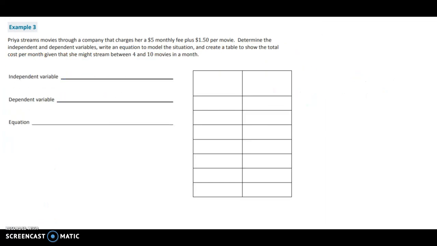Here we go with example number 3. You're going to notice that things are going to get a little more challenging as we go along. As long as you review the videos and review your resources, you'll be fine. Here we go with example 3.